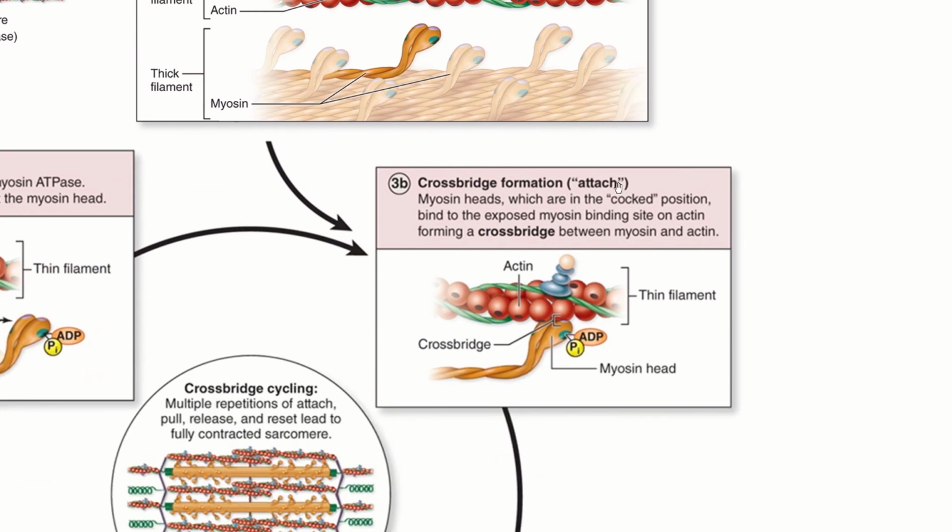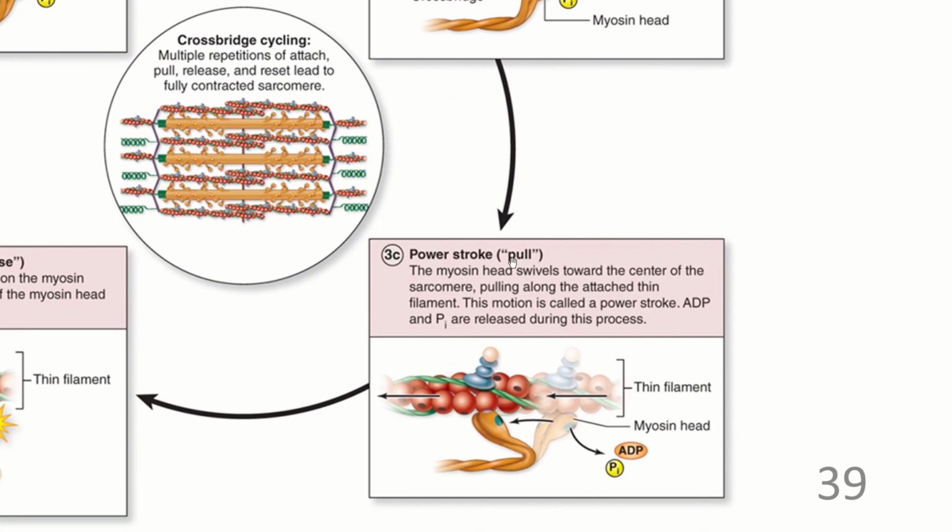cross-bridge formation can occur. So myosin heads, which are already in the cocked position or active position, bind to the exposed myosin binding site of actin. This connection is called the cross bridge. So at this moment, the myosin head has an adenosine diphosphate molecule, or ADP, and an inorganic phosphate attached to it. And the next step is the power stroke.